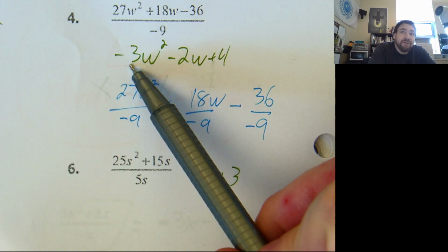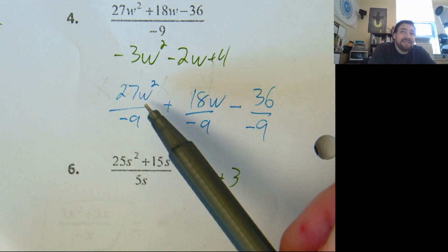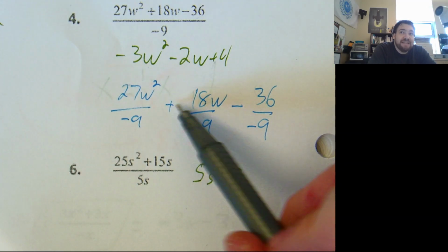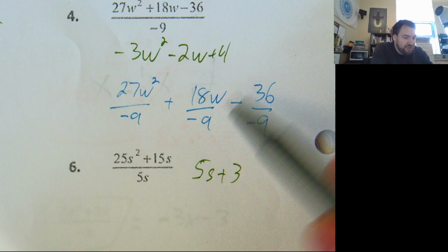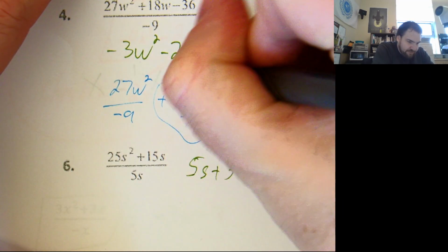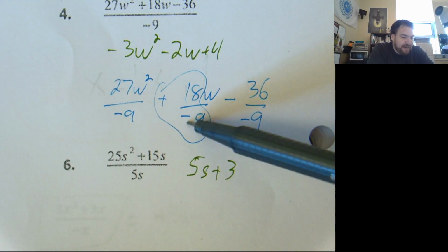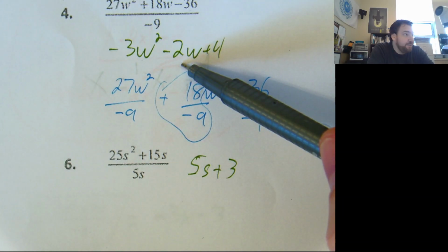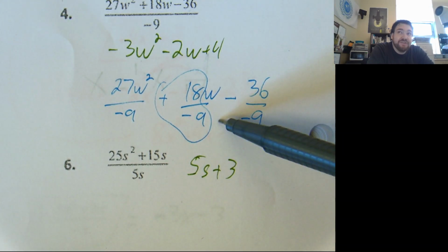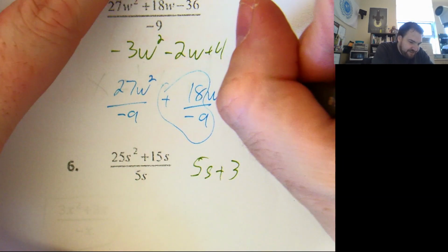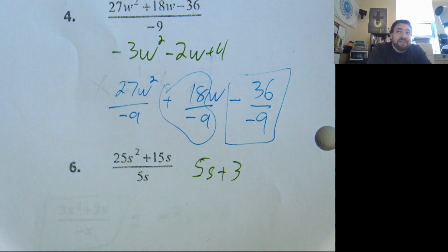That's where the negative 3 came from. The w has nothing to divide by, so the w squared just stays w squared. The next piece is a plus 18w over negative 9. So this is the division we have to do. Positive 18 divided by negative 9 is negative 2. The w has nothing down there, so the w just stays w. And then the negative 36 over negative 9 is the last piece we have to deal with.